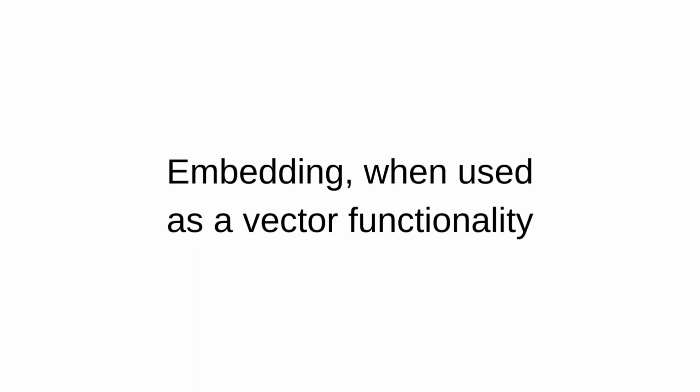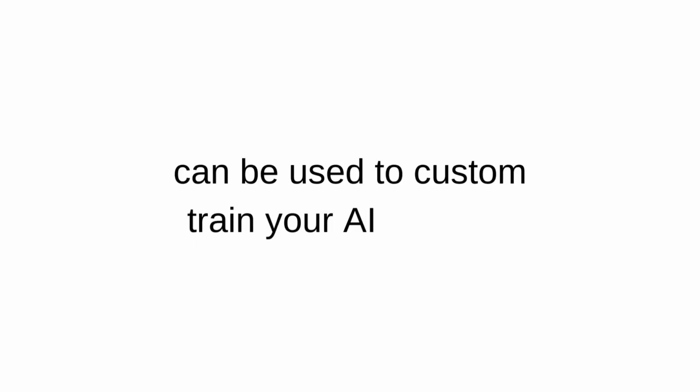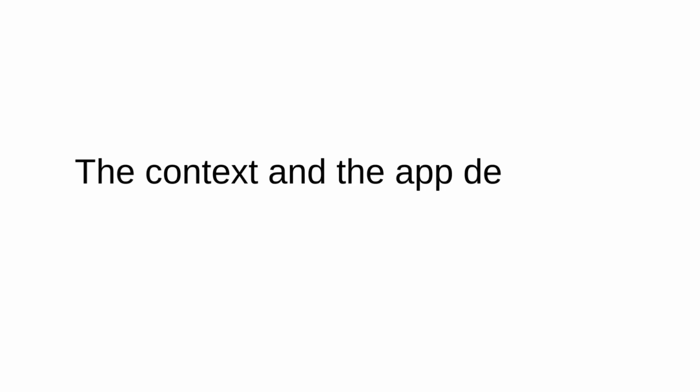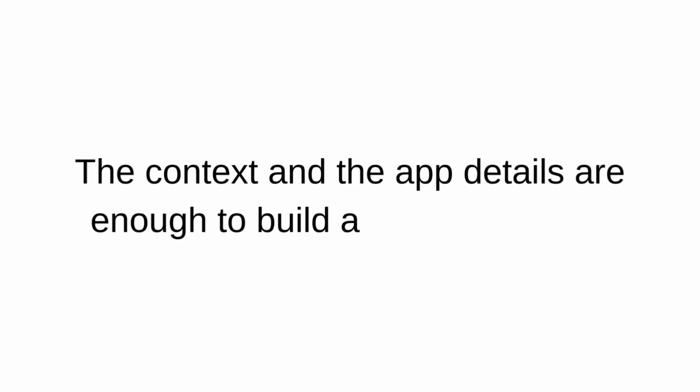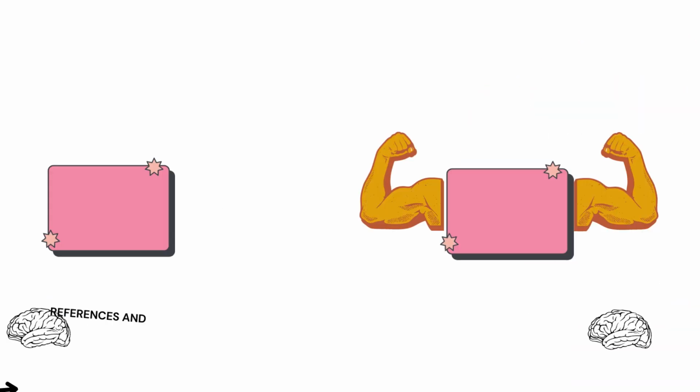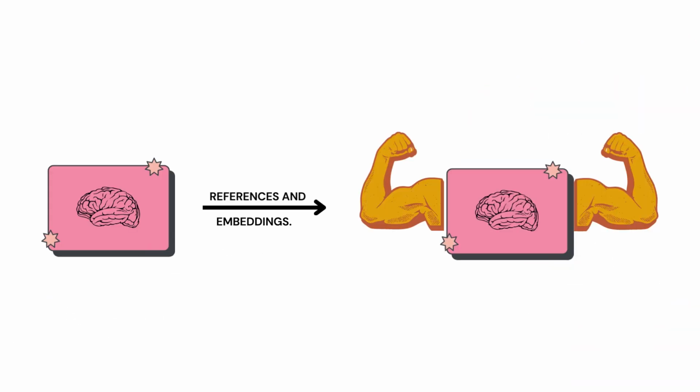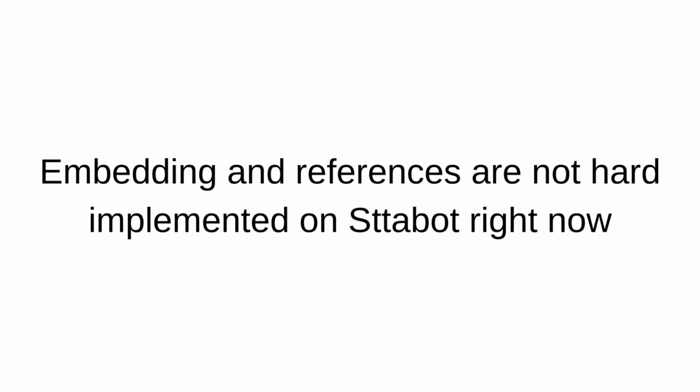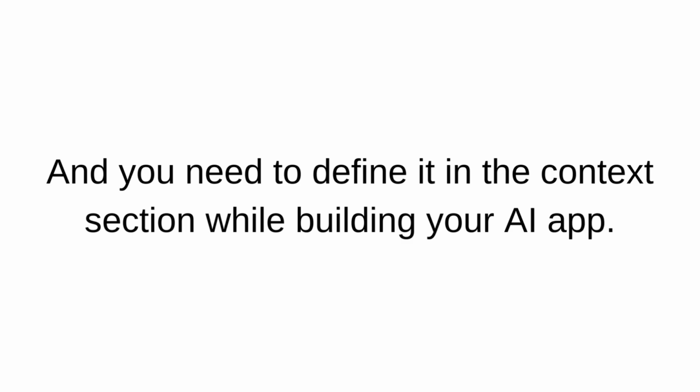The same feature, when used as a vector functionality, can be used to train your AI too, but that we will discuss sometime later. It is important to understand that the context and the app details are enough to build an application. References and embeddings provide the superpower of accuracy and precision to the same bot. Please note that embeddings and references are not hard implemented in Sttabot, and you will need to define them in the context section while building your AI.